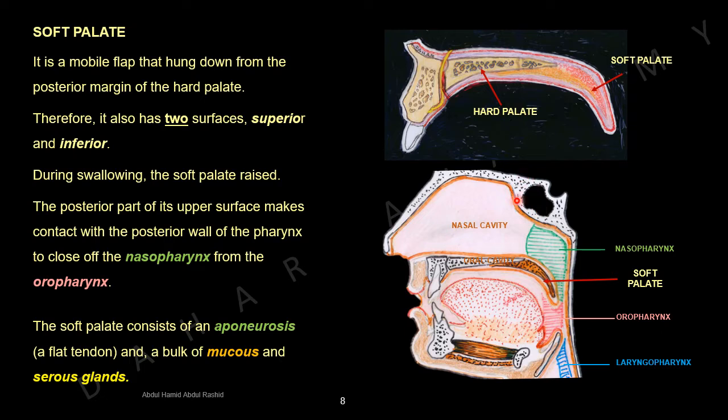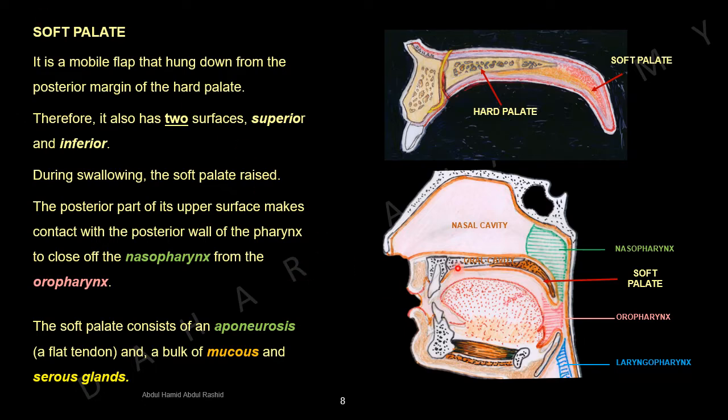Look at the second diagram here. This is the palate. This is the pharynx. We have three parts. This is the nasal cavity. The upper part of the pharynx, which is behind the nasal cavity, is the nasopharynx. The middle part of the pharynx, which is behind the oral cavity, is the oropharynx, and the lowest part is the laryngopharynx.